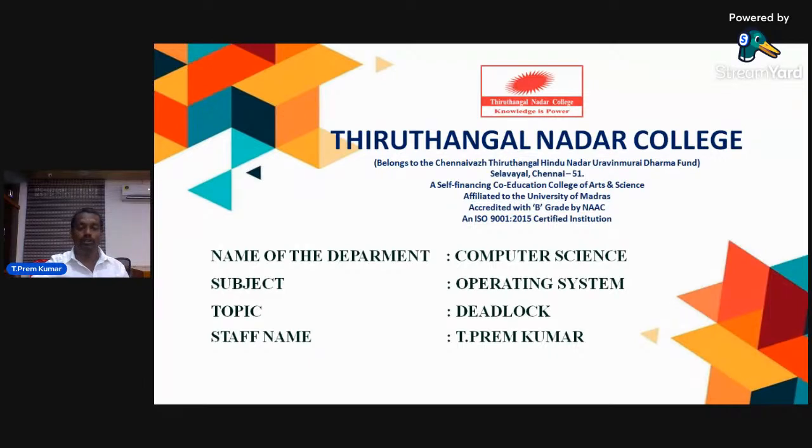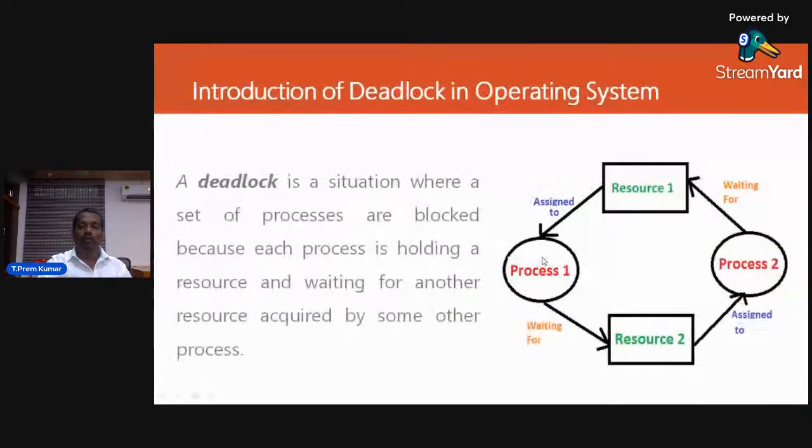Today, I'm going to discuss the introduction of deadlock in an operating system. Let us see in detail how this takes place. In this introduction part, we're going to discuss what a deadlock is. Deadlock is a situation where a set of processes are blocked because each process is holding a resource and waiting for another resource required by some other process.